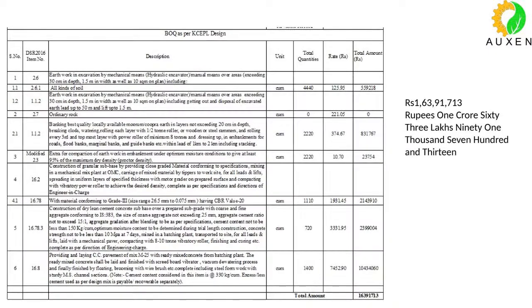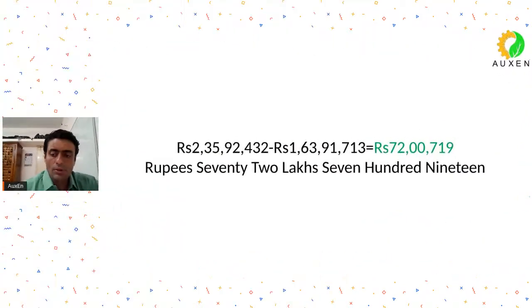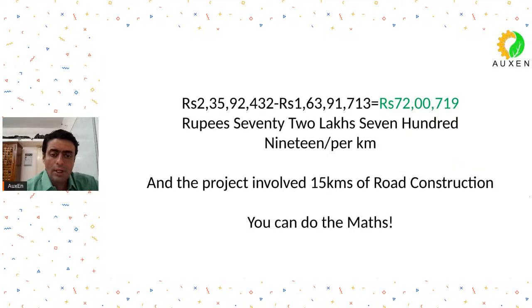And as per our design, it is coming out to be 1 crore 63 lakhs 91,713. So almost a saving of 72 lakhs for 1 kilometer. Just imagine, just by reading a simple IRC publication and by good common sense and good engineering judgment, we were able to save 72 lakh rupees for 1 kilometer. And our project involved, I think, 15 kilometers of road design. So you can do the maths yourself, isn't it?